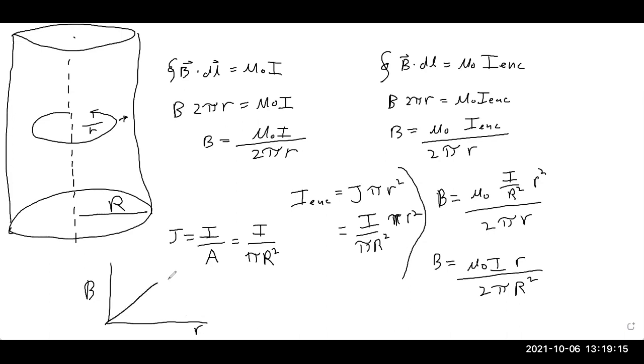Have a linear dependence on R until you hit the edge, and then an inverse dependence. So you could use this for current densities which were not constant, get a different relationship, but this is just one way to apply Ampere's law.